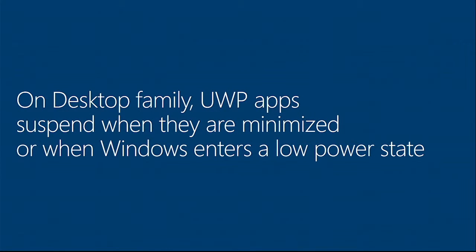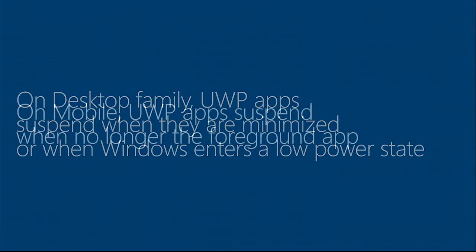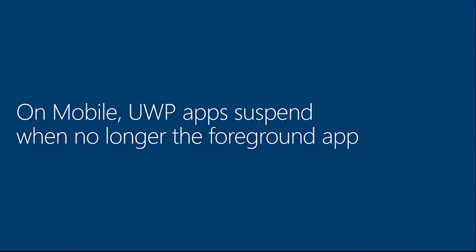Now on desktop family, UWP apps suspend when they are minimized or when Windows enters a low power state. On mobile, when you've only got a single window, UWP apps suspend when they are no longer the foreground app. So maybe the lock screen comes up, or the user handles an incoming call, or they even start another app. As soon as you're no longer full screen, you're suspended.